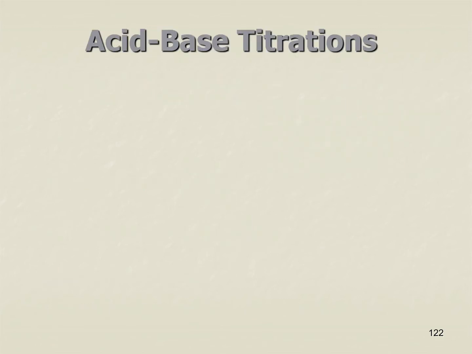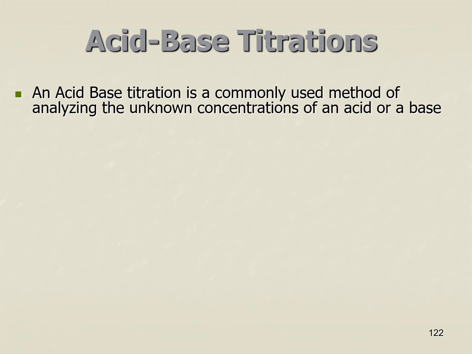All right, so let's talk a little bit about acid-base titrations. An acid-base titration is a commonly used method of analyzing an unknown concentration of an acid or a base. If you took Chem 111 here, you probably did a lab in the fall where we reacted zinc and hydrochloric acid, and then we titrated the hydrochloric acid to find out what the concentration of hydrochloric acid was left over after you reacted the zinc.